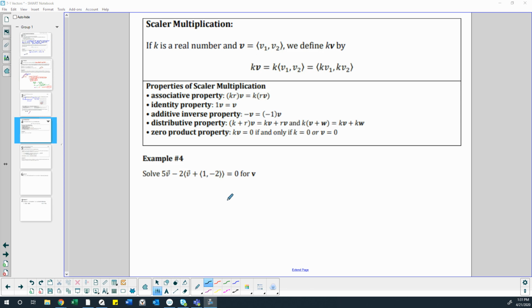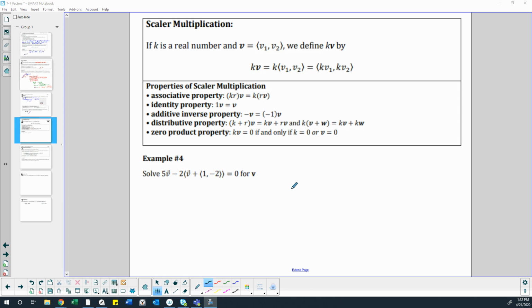Example number 4: solve 5 times vector v minus 2 times vector v plus this other vector for which we have no name equals 0. And we're going to solve that for v. So basically we are attempting to find the component form for vector v. All right, here we go.